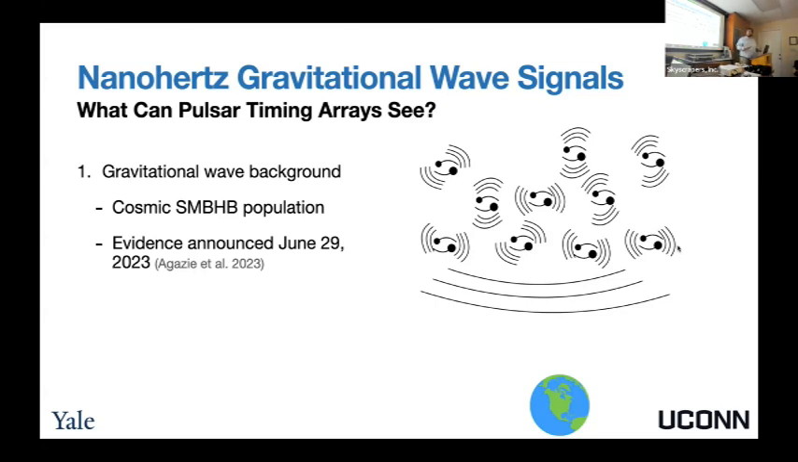Now, we're not quite calling this a detection just yet. We're trying to improve our signal to noise ratio here a bit. But right now, we're pretty confident in saying that we have a gravitational wave background that we're seeing in the universe and that we're able to see in pulsar timing arrays. This is the Agazie et al. 2023 paper for NANOGrav.